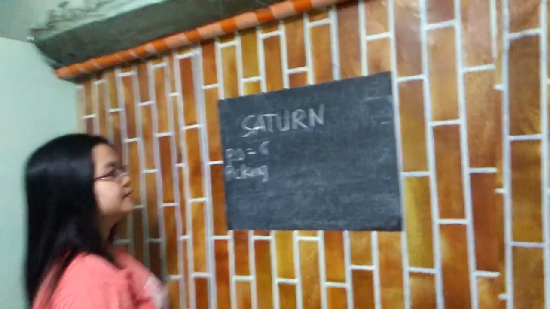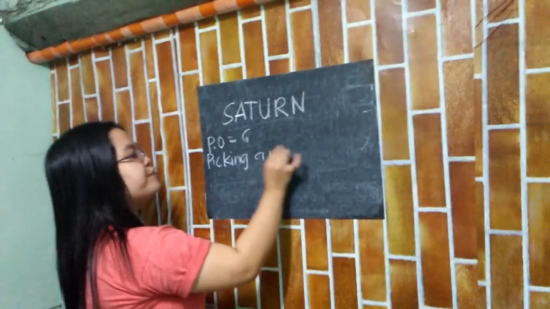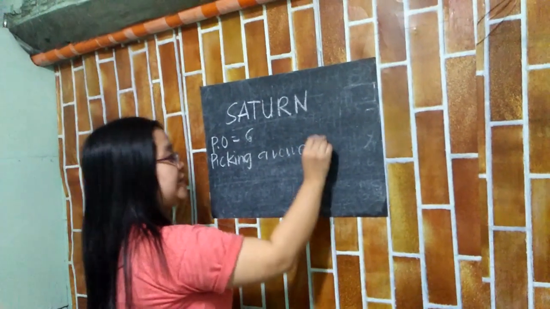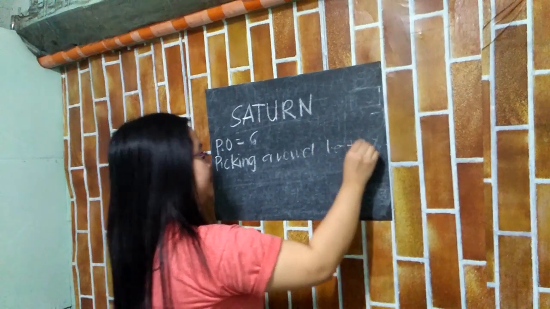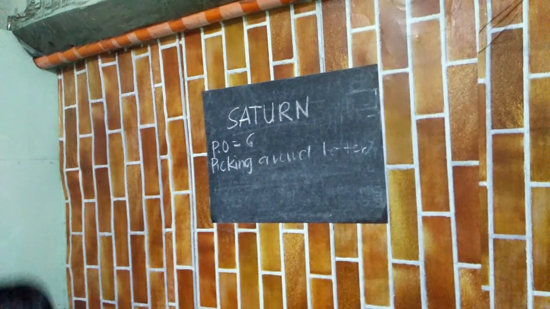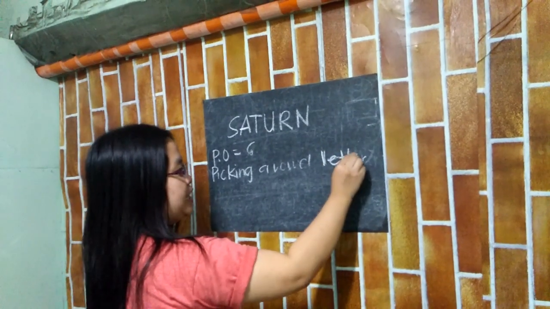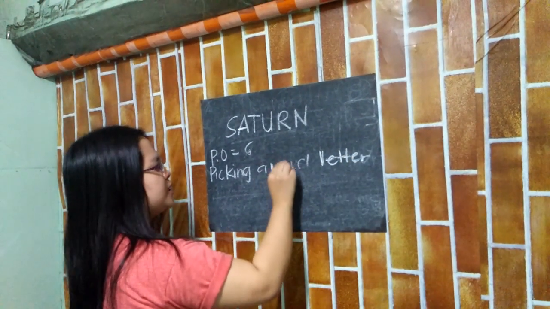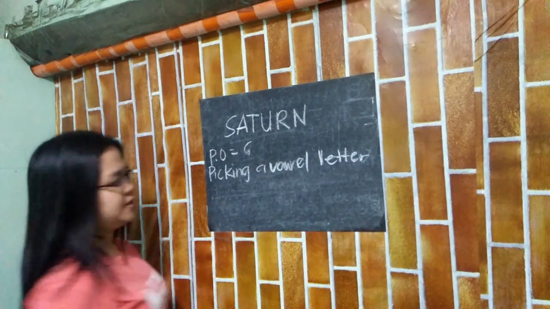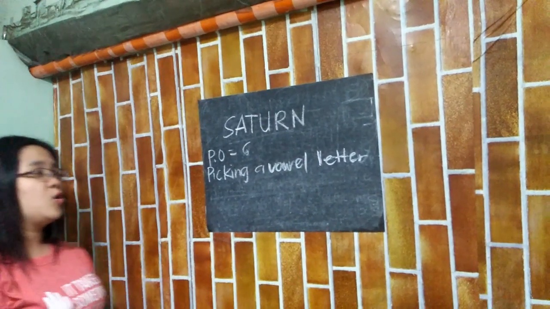Picking a vowel letter. Okay, you have to think. Picking a vowel letter. So what are those vowels anyway? So we have A, E, I, O, and U.